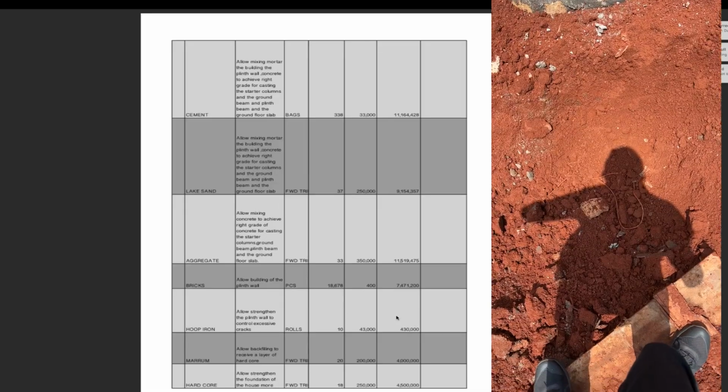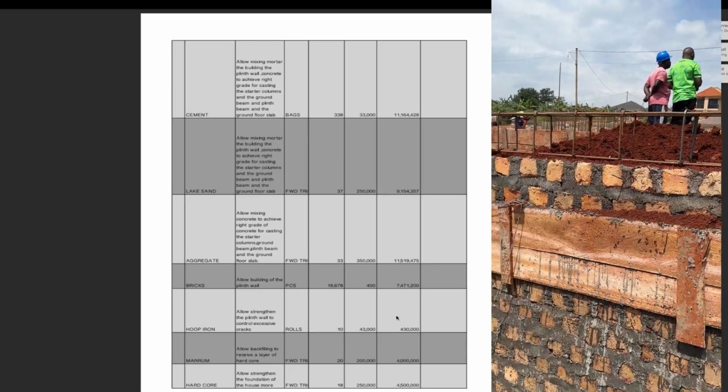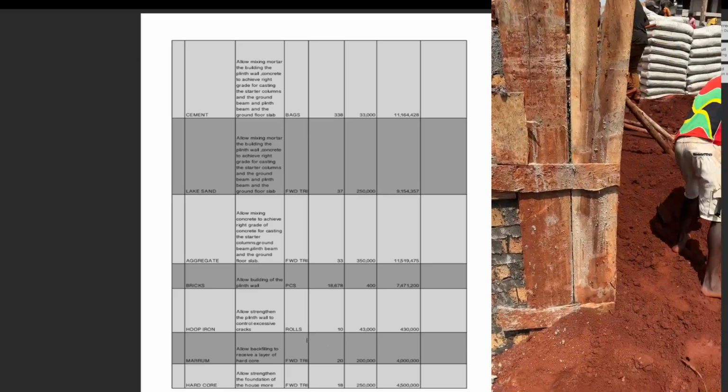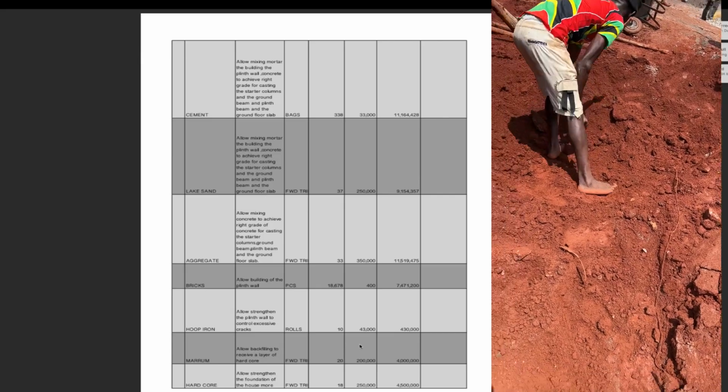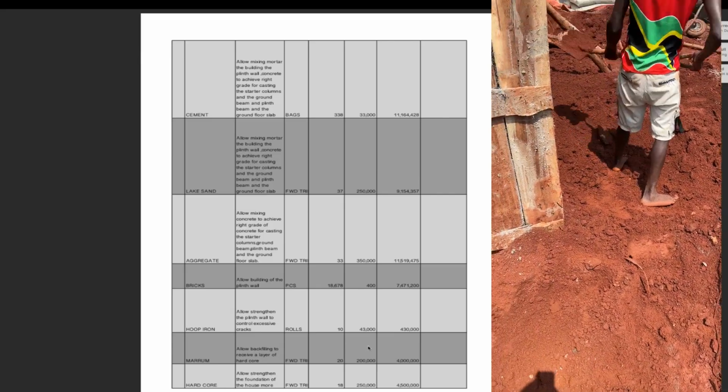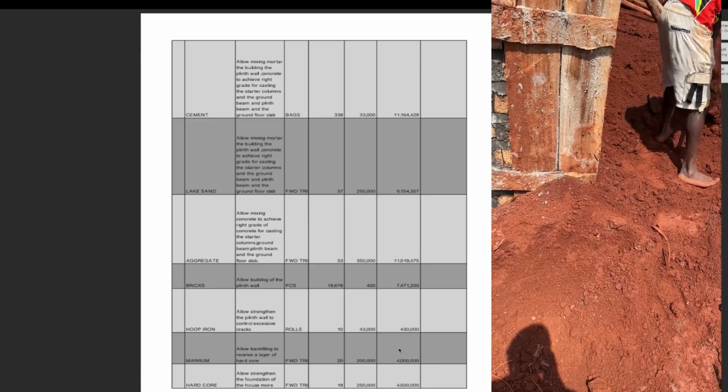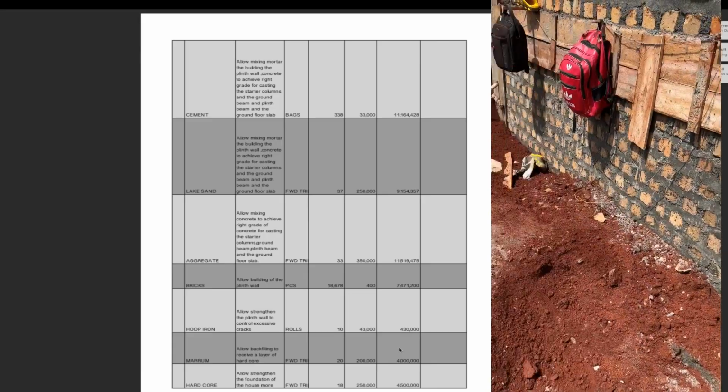We bought maram too. Maram was for backfilling the hollow space that is in between the plinth wall. We bought 24 trips, and each trip cost us 200,000 shillings. We also had some maram on site. So that cost us 4 million shillings.